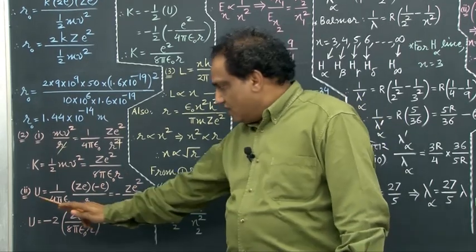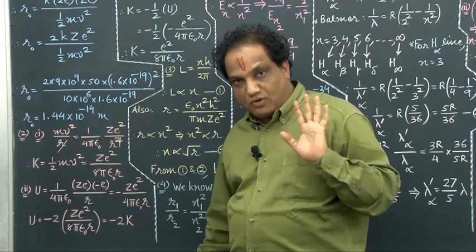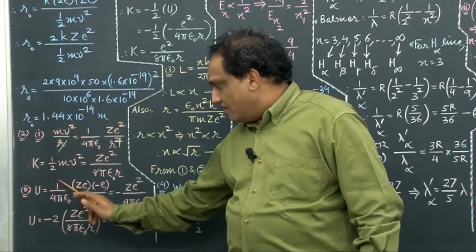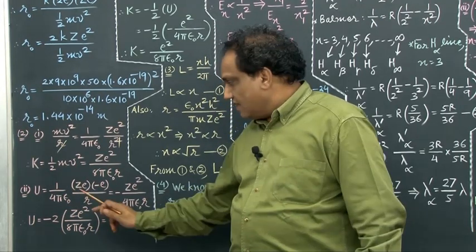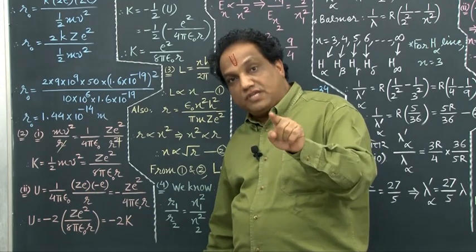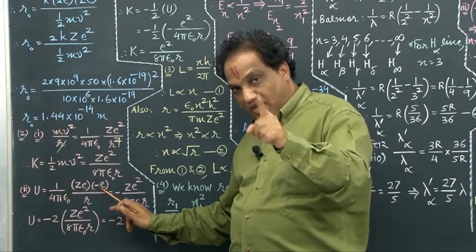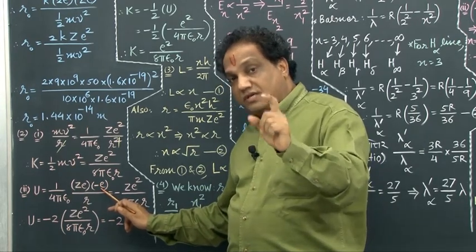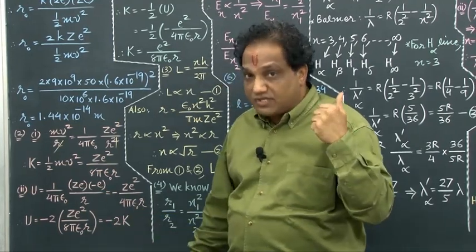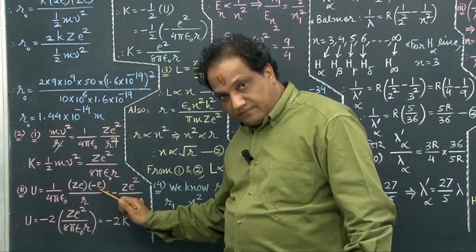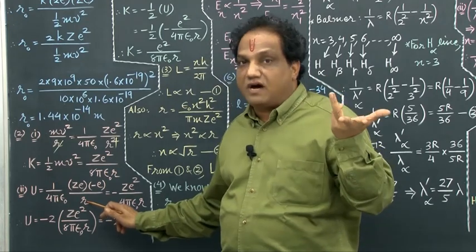Okay. What about electrostatic potential energy? K Q1 Q2 upon r. Instead of K, 1 upon 4 pi epsilon 0. Q1 if you take as positive charge of nucleus, it is Z into E, into Q2, now charge of electron, which you must write minus E. In the formula for potential energy, remember, you must retain the polarity of the charge as it is. Electron has negative charge, so you must write minus E, correct? Divided by distance between center of nucleus and electron, which is r.